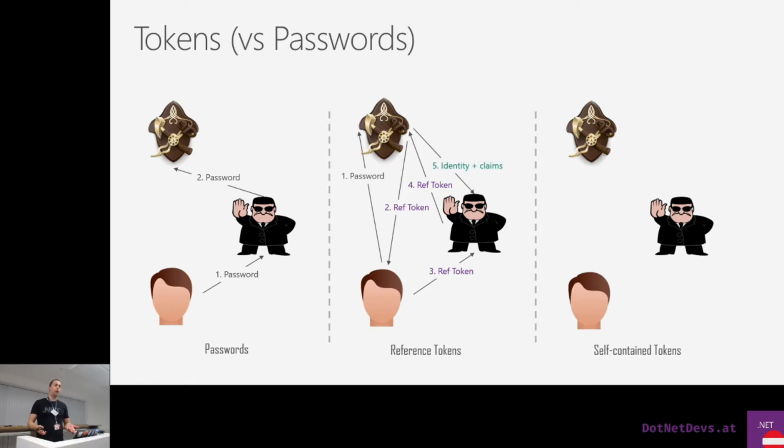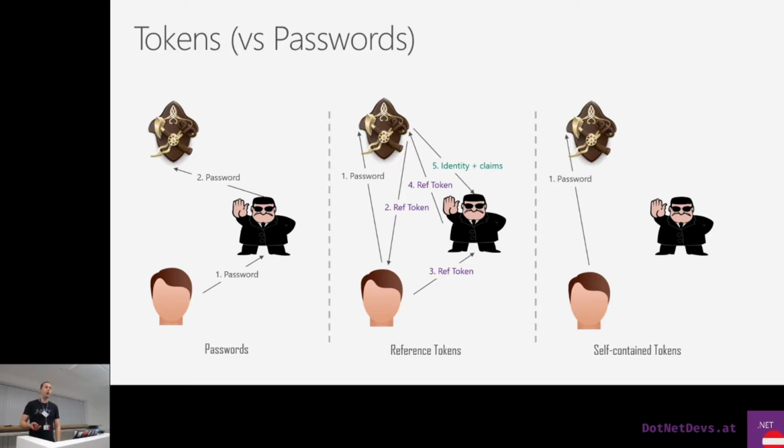And then our identity provider can send back information about this user, like the identity, all the claims, and also maybe some access tokens that I can use to maybe access Facebook APIs. But this involves a lot of communication, so we can use self-contained tokens to simplify this a bit.